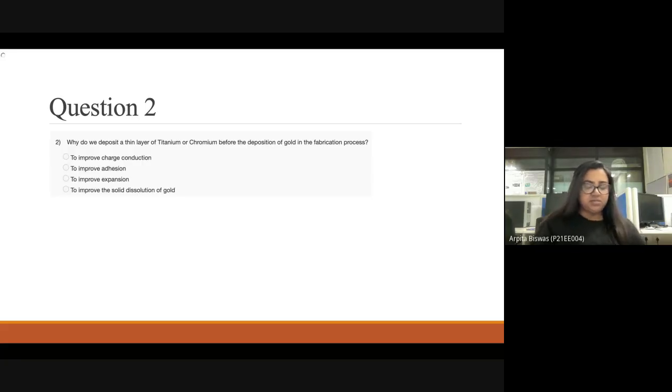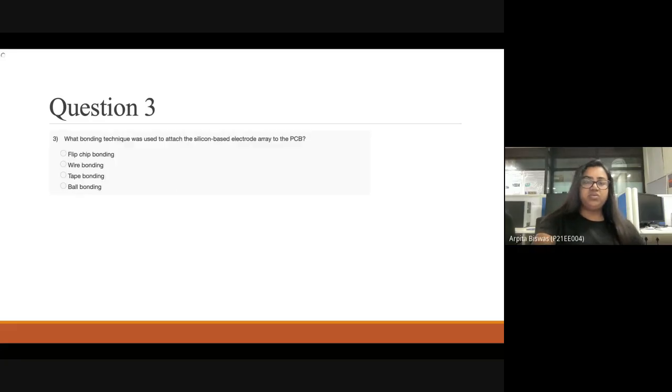What is the right answer? The right answer is option B, to improve the adhesion. Okay. So next move toward question number 3. What bonding technique was used to attach the silicon-based electrode array to the PCB?